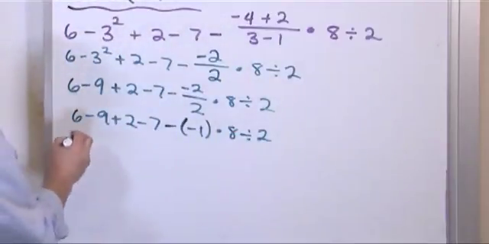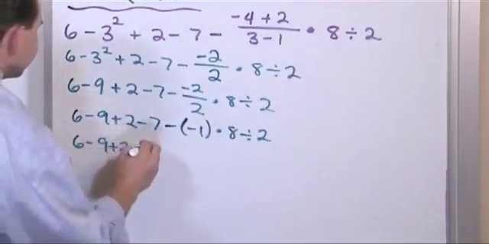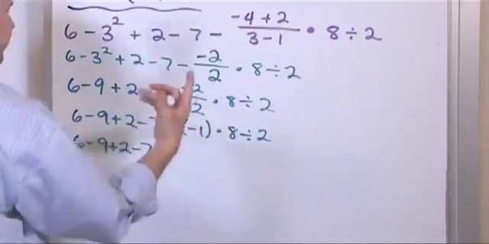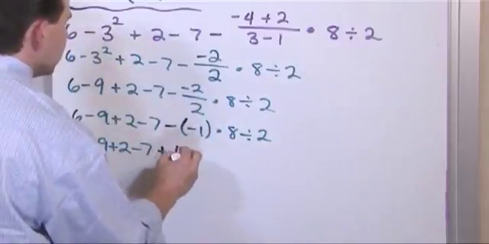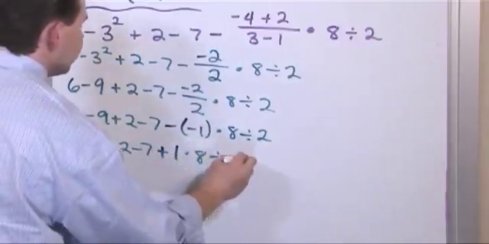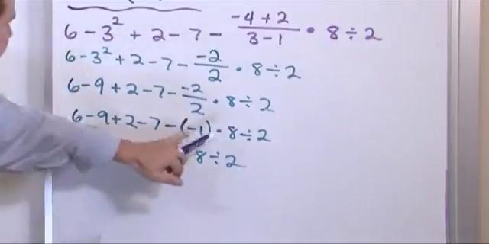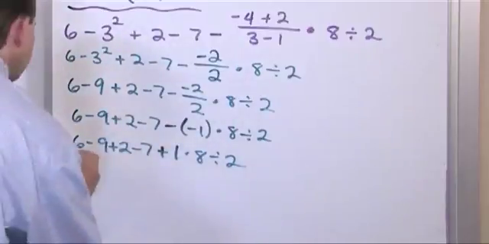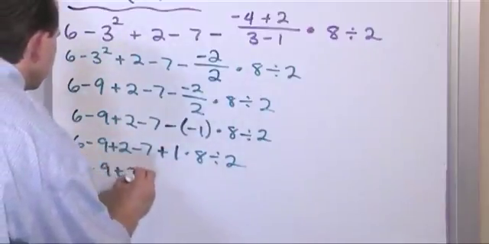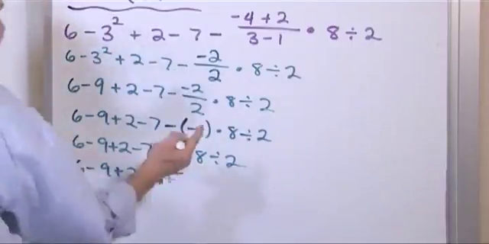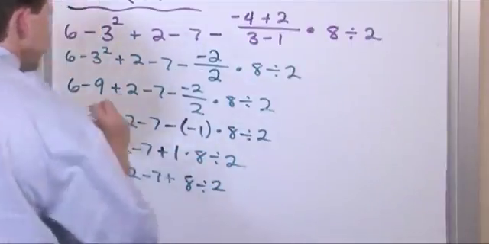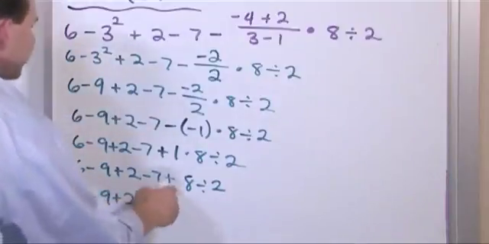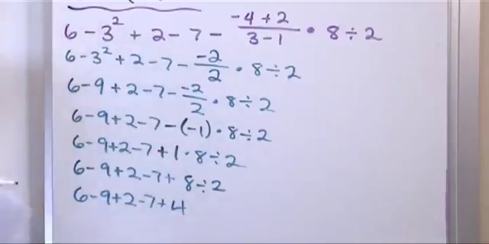Now, when we rewrite it again, 6 minus 9 plus 2 minus 7, this guy is like multiplication of this negative 1 times this negative 1, giving us a positive 1. Positive 1 times 8 divided by 2. Now we continue going down the line. We did this multiplication. Now let's do this multiplication and then that division. 6 minus 9 plus 2 minus 7 plus 1 times 8 is 8. Got to divide by 2 at the end. 6 minus 9 plus 2 minus 7 plus, and then 8 divided by 2 is 4, getting much, much smaller.